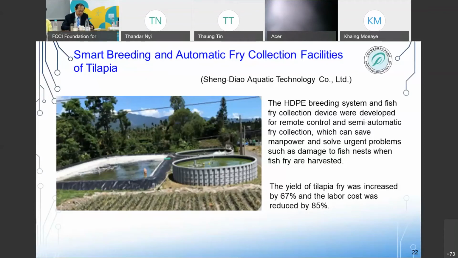They make the HTB breeding system, and the fish fry collection devices were developed for remote control and semi-automatic fry collection, which can save manpower and solve urgent problems, such as the damage to the fish nets when fish fry are harvested. And the yield of tilapia fry was increased by 67%, and the labor cost was reduced by 85%.